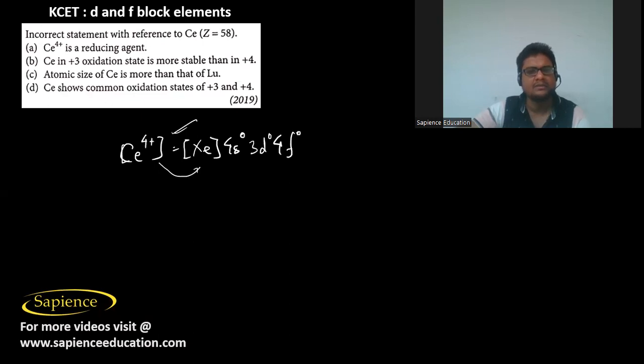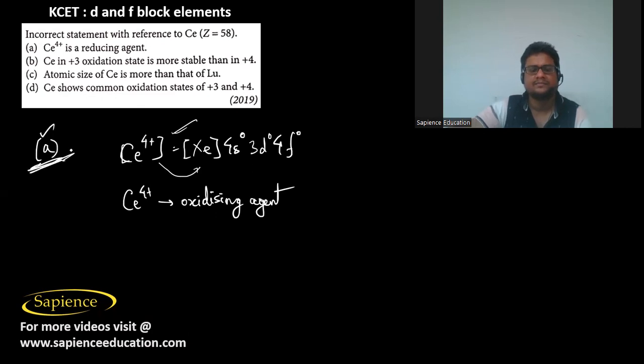So here Ce shows common oxidation states of +3 and +4, so all these are true. But here Ce4+ will actually act as an oxidizing agent, so it is a very good oxidizing agent. So it is not a reducing agent. Hence, option A is the incorrect statement. So it is the correct answer.